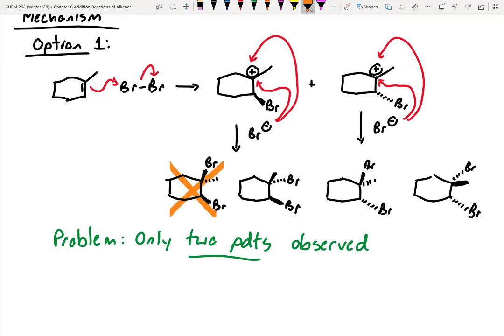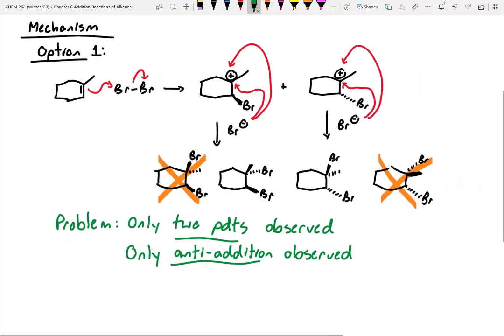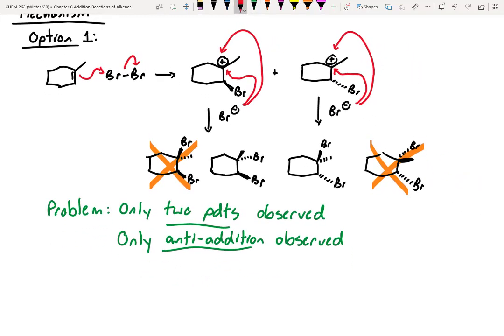Well, these are both wedges. That's not observed. If we go over here, these are both dashes. That's not observed. Does that tell us that this mechanism is correct? No. So we've got 2 problems. All right, so option 1 is wrong.